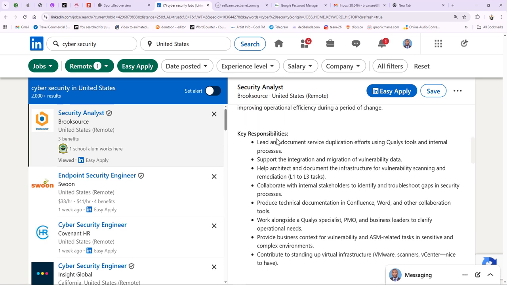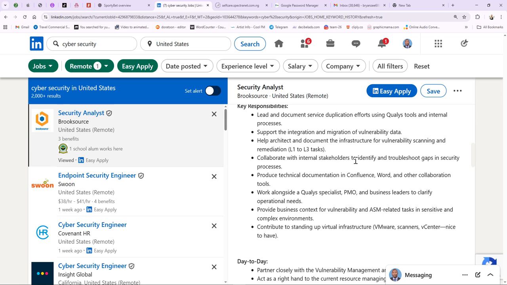Okay, so key responsibilities here: lead and document service duplication efforts using quality tools and internal processes. Support the integration and migration of vulnerability data. Help architect and document the infrastructure for vulnerability scanning and remediation, level one to level three tasks. Collaborate with internal stakeholders to identify and troubleshoot gaps in security processes. Produce technical documentation.